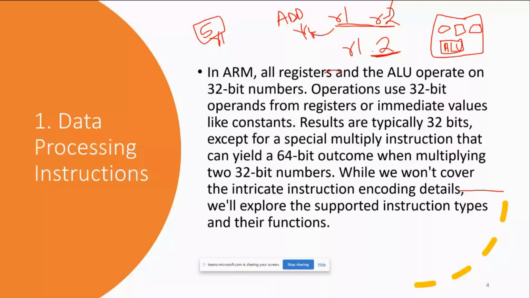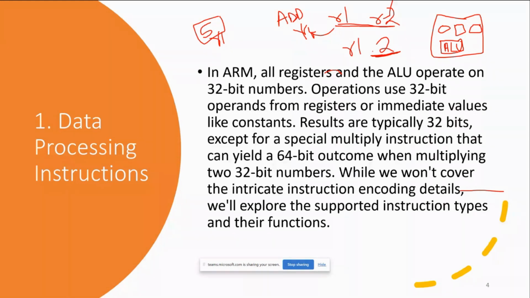However, there is an exception with a special multiply instruction that can provide a 64-bit result. Multiplying two 32-bit numbers can yield a 64-bit product, and there is a multiply instruction version that can store this result across two registers. So all the operations on two 32-bit registers give a 32-bit result. But if you multiply two numbers which are 32-bit, the result can be a 64-bit number. So there are two versions of multiplication in our ARM.